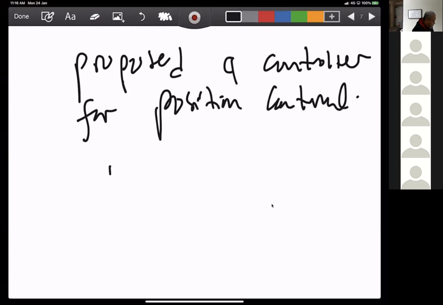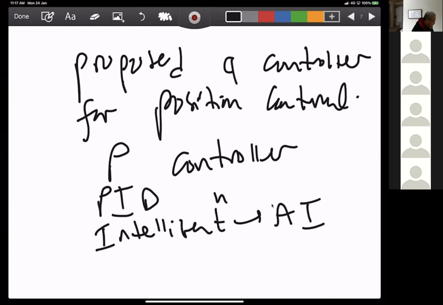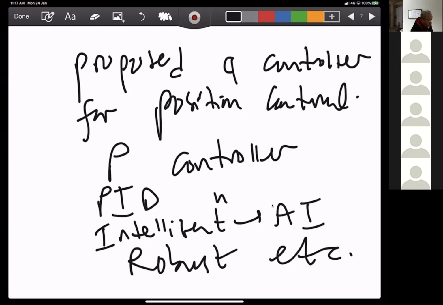For position control, P controller. Oh, P control. Proportional controller. PID controller, proportional, integral, and derivative controller. Intelligent controller, using artificial intelligence controller. Robust controller, etc. So this we will learn next semester, SEEE3133 Control System Design.